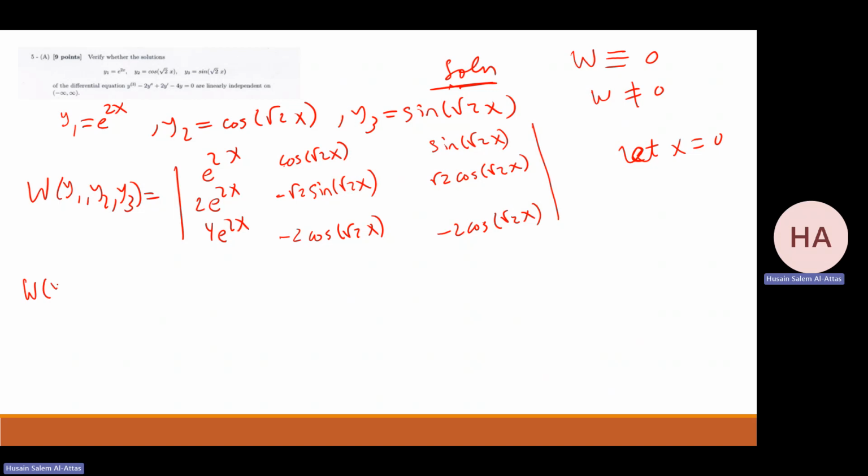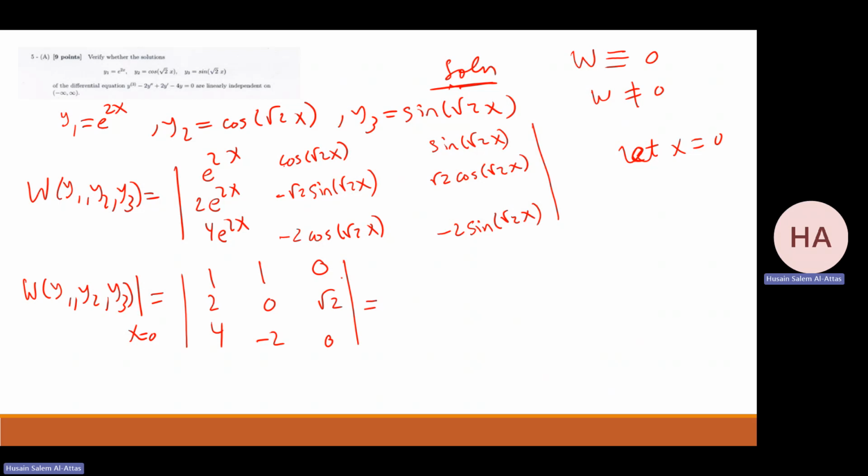So I need to do the Wronskian. Since they are solutions, the Wronskian can be evaluated at any x. That gives me 1, 1, 0 in the first row, then 1, 0, square root of 2, then 1, minus 2, 0. Cosine 0 is 1, sine 0 is 0, and the last entries are sine and cosine evaluated at 0.